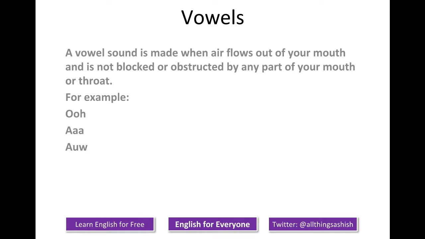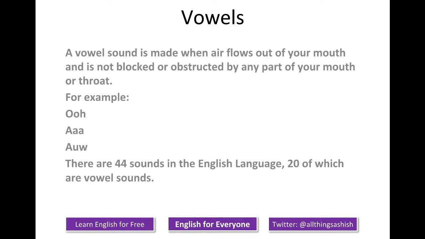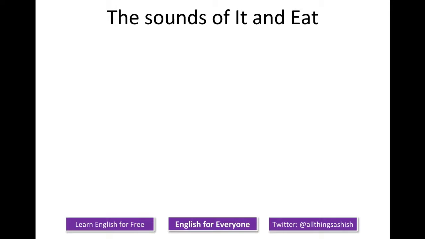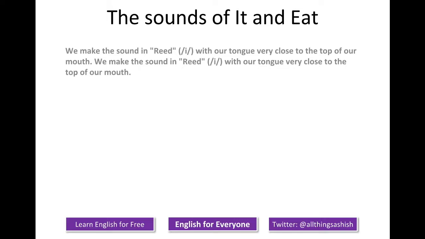There are overall 44 sounds in the English language, 20 of which are vowel sounds. Let's look at the sounds of it and eat. So we make the sound in read, that is the long E sound, with our tongue very close to the top of our mouth. We make the sound in read with our tongue very close to the top of our mouth.